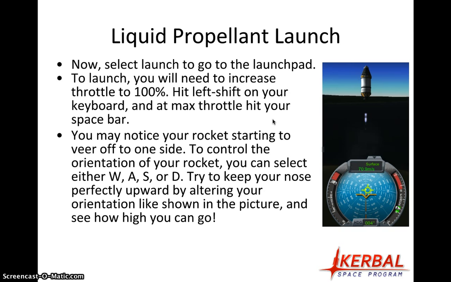You may notice your rocket starting to veer off to one side. To control the orientation of the rocket, you can select your W, A, S, or D keys. Try to keep your nose perfectly upward by altering your rotation, like shown in the picture, and see how high you can go.